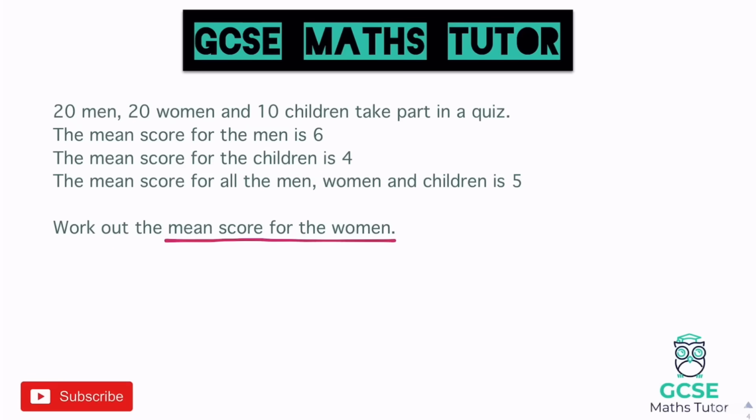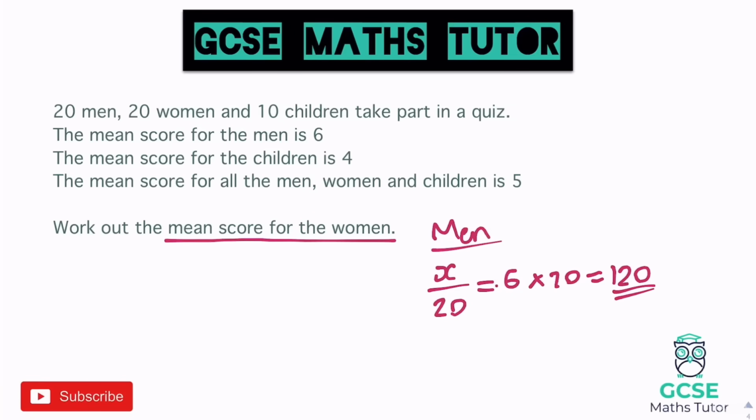So all we've got to do is think in reverse for this. When you're working out the mean, you get the total and you divide by how many people there are. So if we think about the men, you don't have to write it like this, but just so you have an understanding of this, you would get the total, which we don't know, you divide it by the 20 men, and it gives us an answer of 6, the mean for the men. So if we reverse this round, times both sides by 20, gives us a score of 120 for the men. So that's the total score for the men.